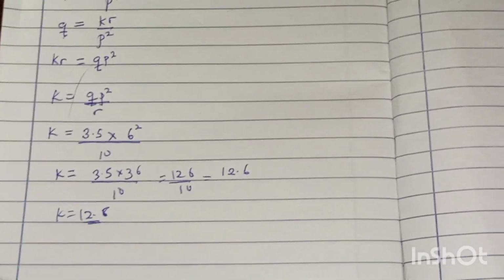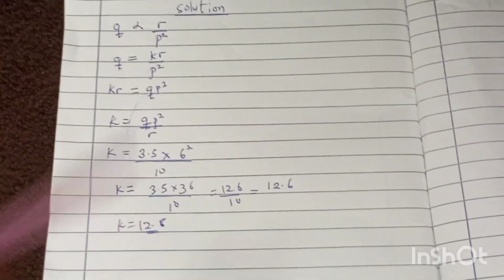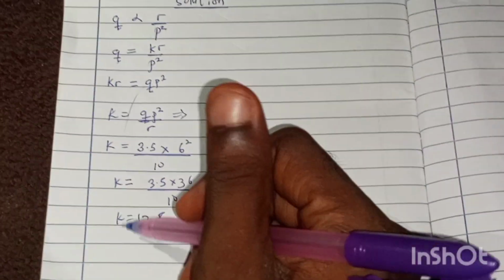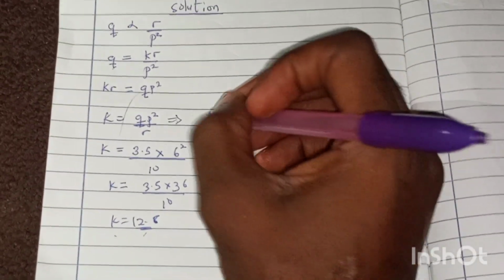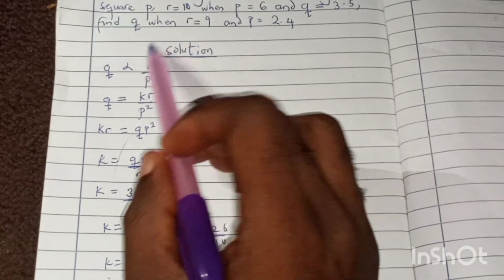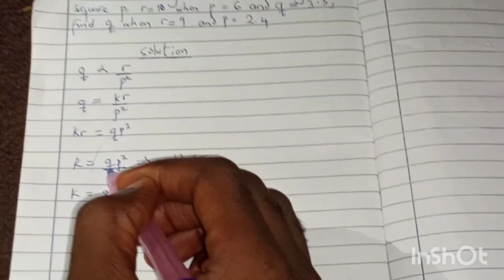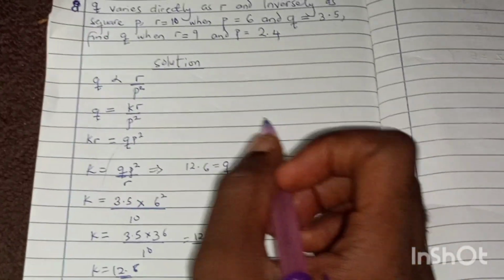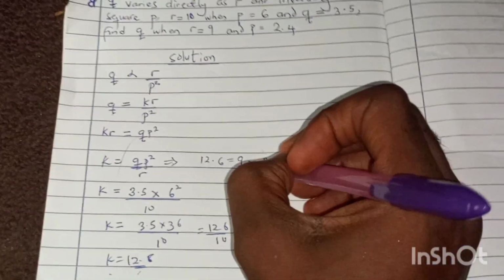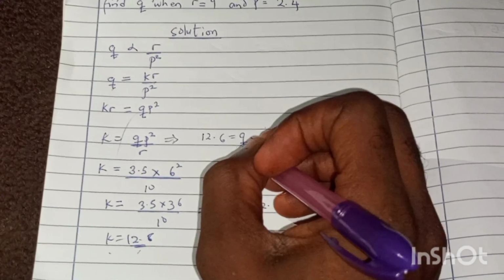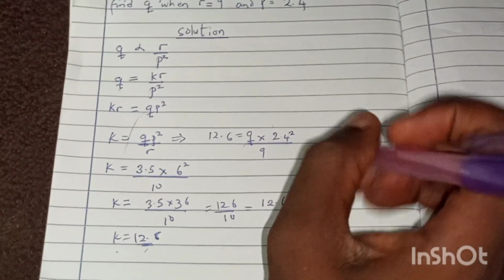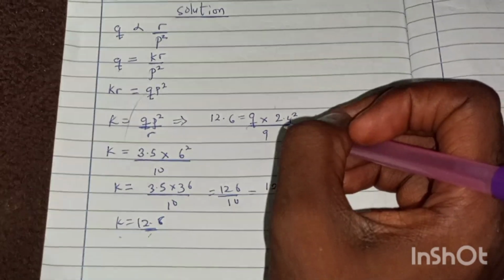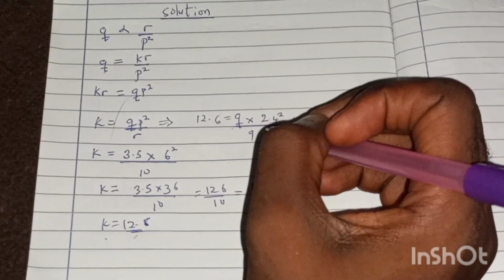k equals 12.6. But the question now says, find q when r equals 9 and p equals 2.4. So we now know our k to be 12.6. We'll go back to this equation and put k as 12.6. So 12.6 equals, they said to find q, so we're looking for q, times r is 9, p is 2.4 squared, all over 9, right? So if I cross multiply to get 12.6 times 9, that should be 113.4.